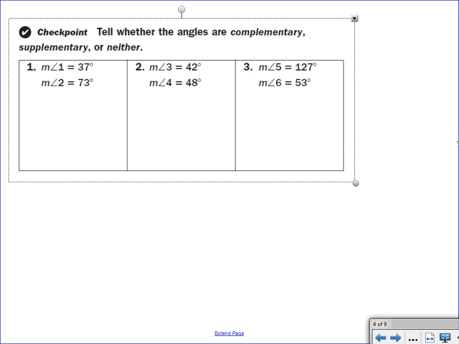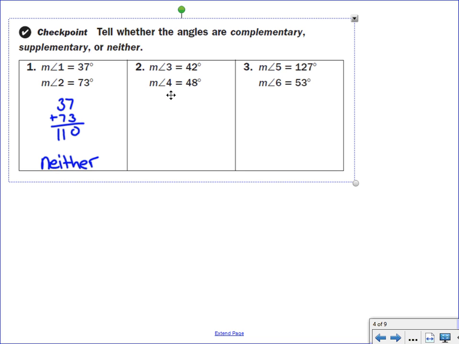So a checkpoint. At this point, please pause the video, do problems 1 through 3, and then play it again to make sure that you have done them correctly. If I add together 37 plus 73, I get 110. Since that is neither 90 degrees nor 180 degrees, the answer to this is neither.